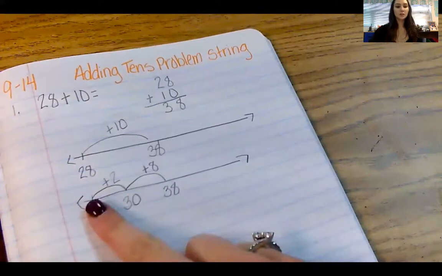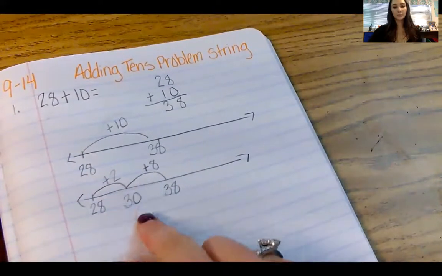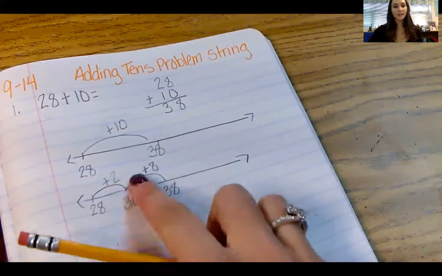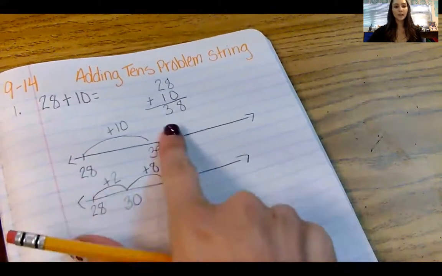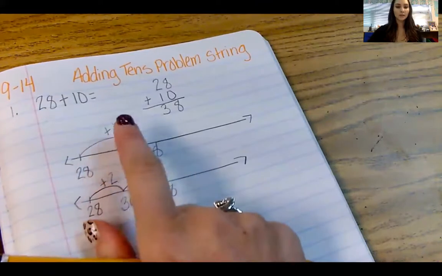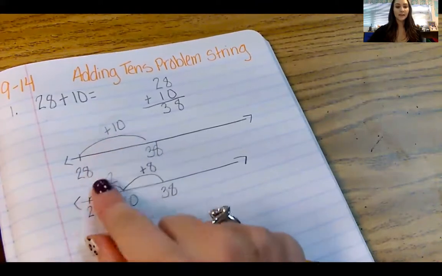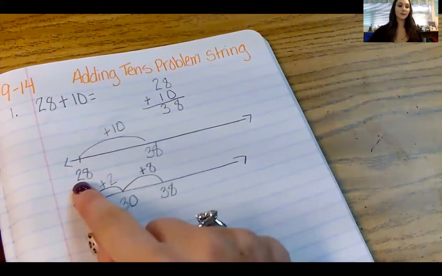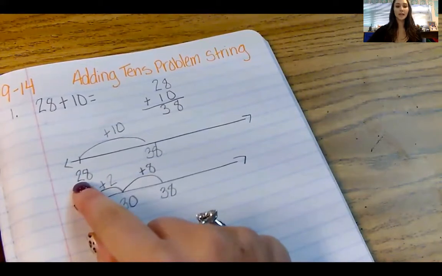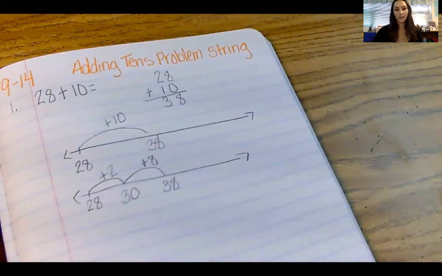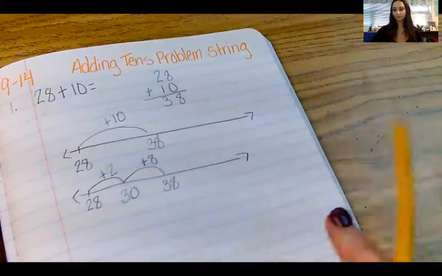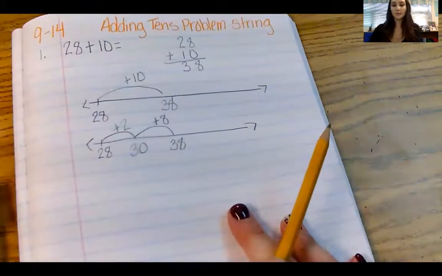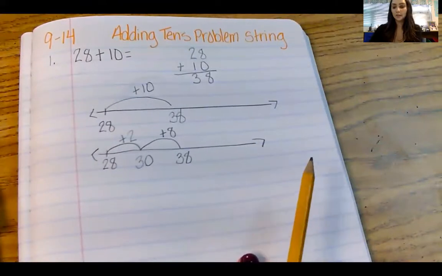So I added 2 right here to get to a friendly number of 30, and then I could just add 8 really quickly. But for this one, the quickest way is probably just to know your multiples of 10 and how to count by 10. So if I just add 10 to 28, I should automatically get 38. So make sure you have this written in your notebook. Okay, if you need to pause the video, go ahead and do that.